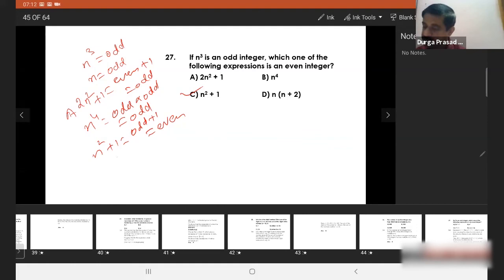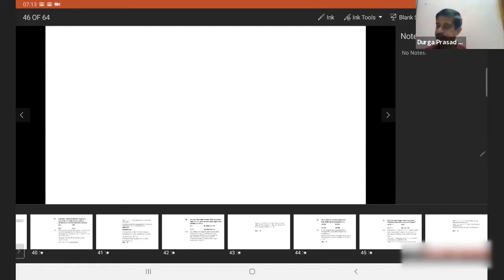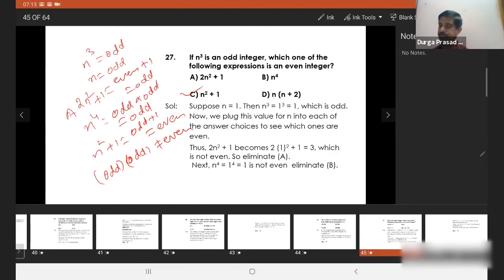So n is odd means odd into even is even. So n into n plus 2, odd into n plus 2 is again odd, isn't it? Odd plus 2 is odd. This is not even. So only option C satisfies, right, children? Please note it fast, quick. This is option A. This is option B. This is option C. This is option D. So only option C satisfies.